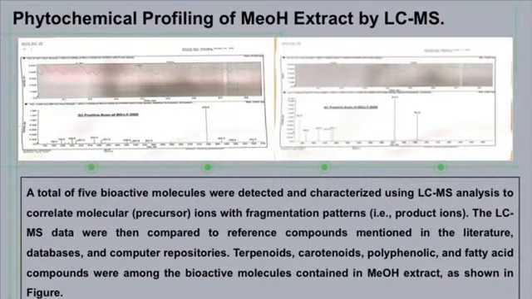We conducted liquid chromatography mass spectroscopy on our methanolic extract for phytochemical profiling, where we found a total of 5 bioactive molecules that we analyzed to correlate molecular ions with fragmentation patterns. We compared our data to reference compounds mentioned in literature databases and computer repositories. As shown in our figure, we found terpenoids, carotenoids, polyphenolic, and fatty acid compounds among our bioactive molecules.